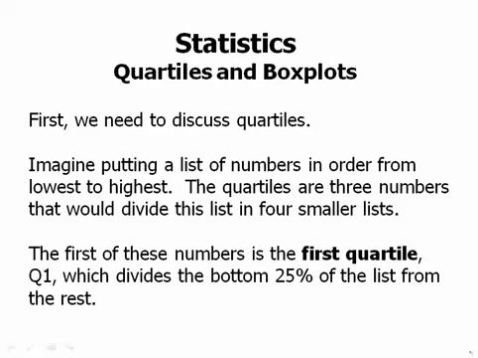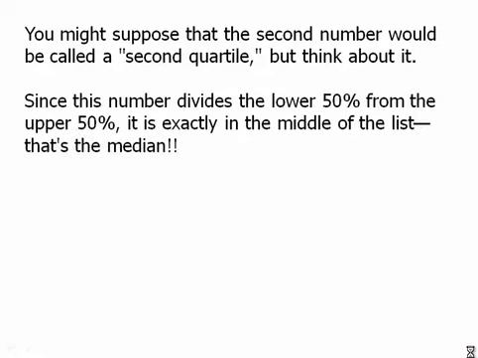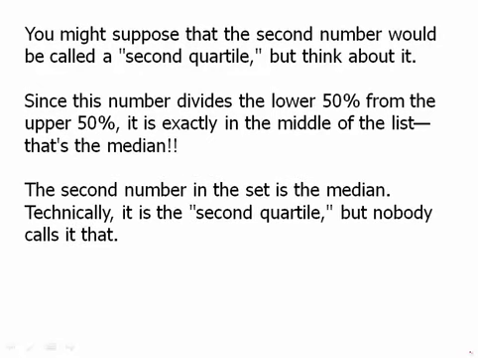The first of these numbers, the first quartile, Q1, divides the bottom 25% from the rest of the list. So it marks off the lower quarter from everyone else. That's the first quartile. You might suppose that the second number would be called the second quartile, but think about it. Since this number divides the lower 50% from the upper 50%, it is exactly in the middle of the list. That's the median. The second number in the set is the median. The median is one of the quartiles. Technically, it is the second quartile, but nobody calls it that.